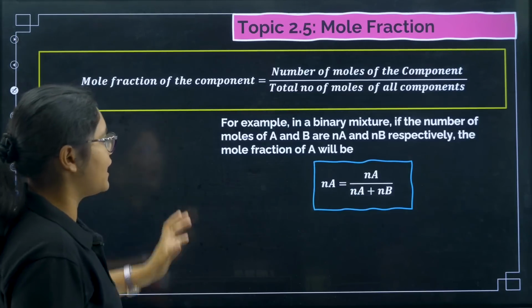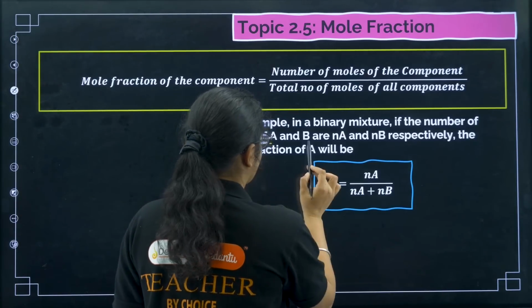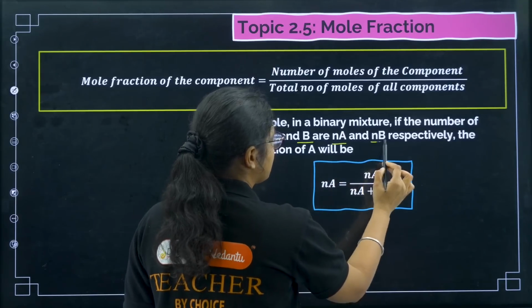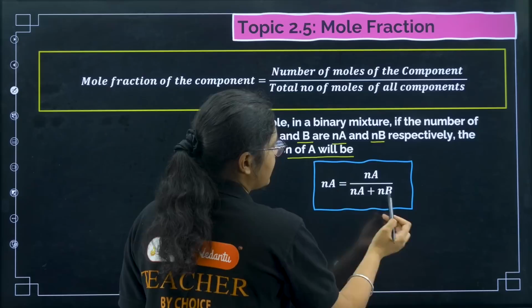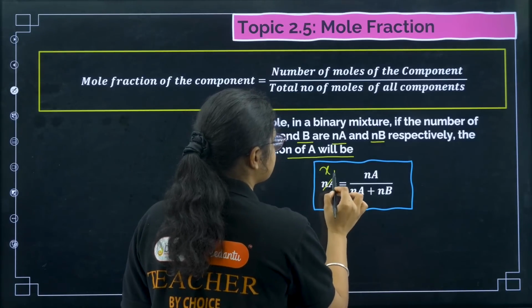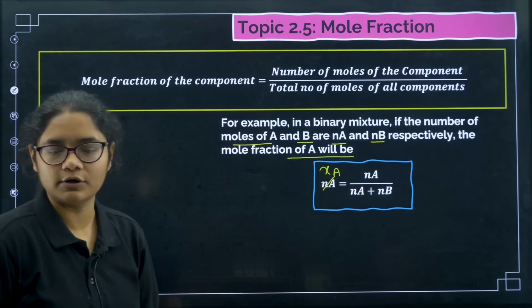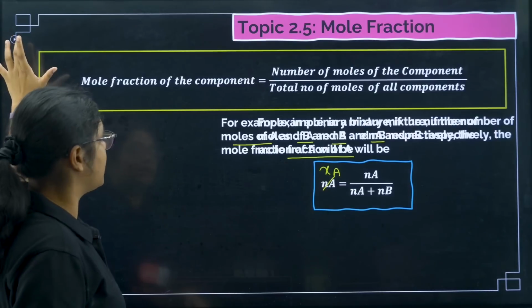Okay, so if you have a binary mixture, moles of A and B are there and they are represented by Na and Nb, the mole fraction of A will be Na by Na plus Nb, and this is represented like this, Xa. Okay, Xa is equal to Na divided by Na plus Nb.